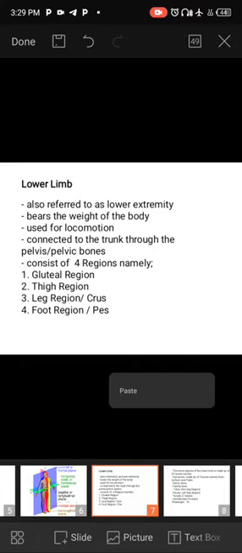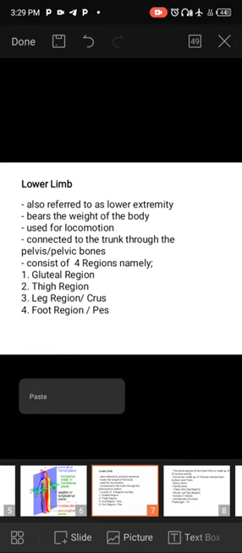And there are a lot of muscles and ligaments in each of these regions. The thigh region is known to have a unique bone called the femur. The femur bone. The leg region has 2 bones. That is the tibia, which is medial, and by now I believe you know what medial is. And we have the fibula, which is lateral. Then lastly we have the foot region.